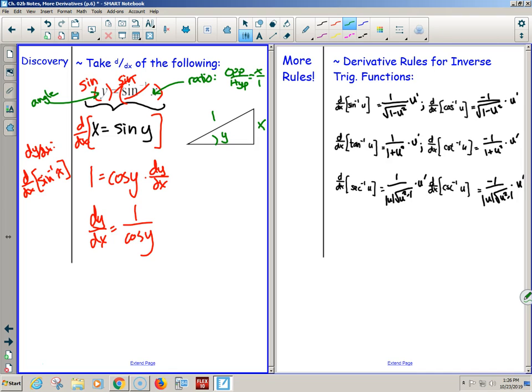Oh, all I need to do, guys, is find cosine of y. What's cosine of this triangle? Adjacent over hypotenuse. Why did I write the word adjacent, but I plugged in 1? We don't know adjacent. But what do we know about any right triangle? Don't we know a squared plus b squared is c squared? Can't I solve for my adjacent using that?